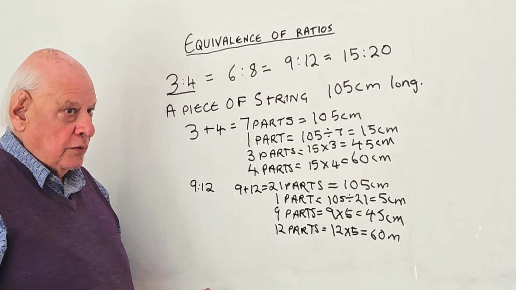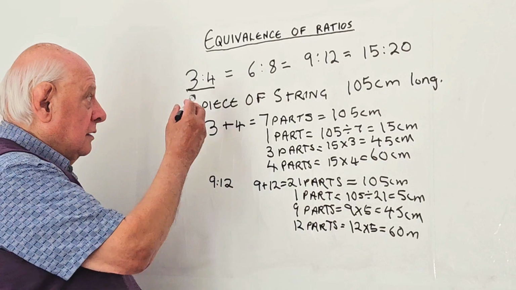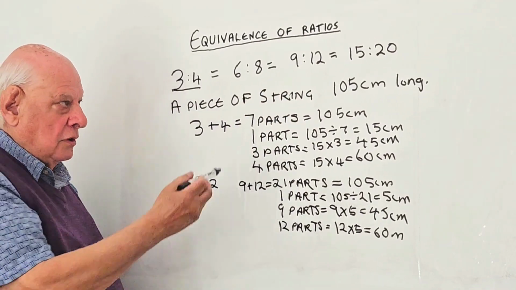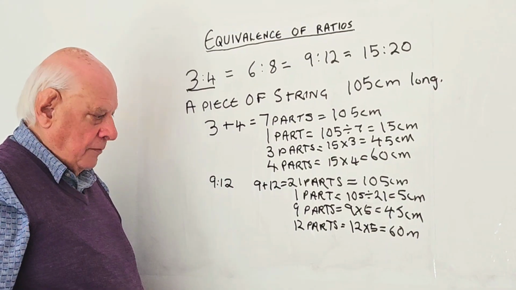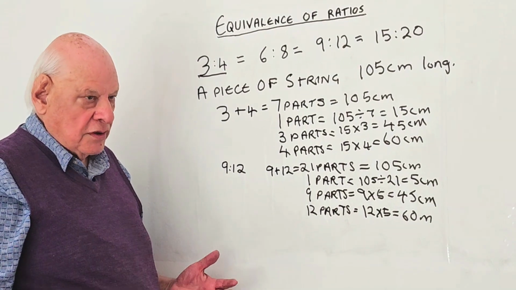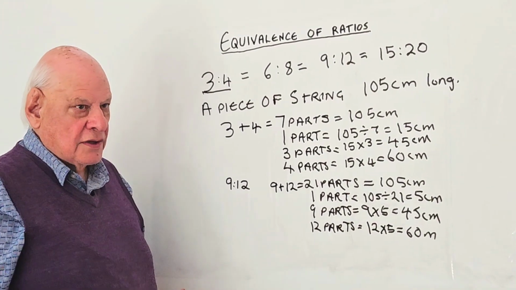So we have to conclude, we have no other choice but to say that 3 to 4 is 9 to 12, or any one of those. Well, the same applies if the ratio is in 3 parts. You can work through it in exactly the same way.